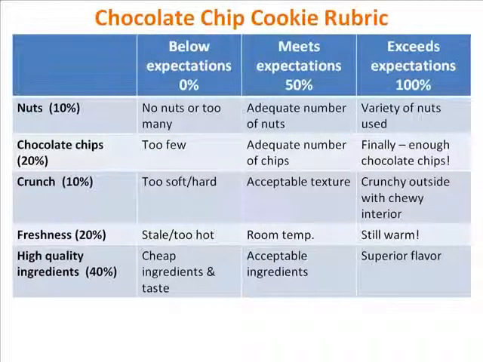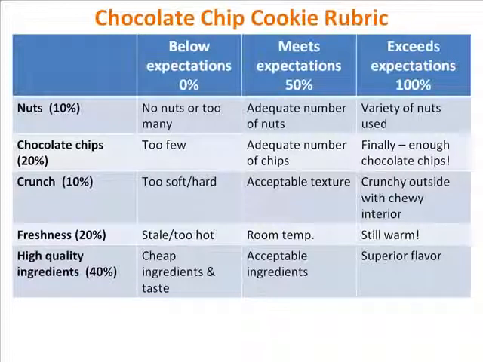So you'll see for chocolate chips, you can have too few, inadequate, or finally, I have enough chocolate chips in a cookie. The crunch, you're not going to get any points if it's too hard or too soft. You're going to get all the points if it's chewy, crunchy on the outside and chewy on the inside. Freshness, of course, if it's still warm from the oven, you're going to get 100% of the points possible for that category. And then lastly, the quality of ingredients.